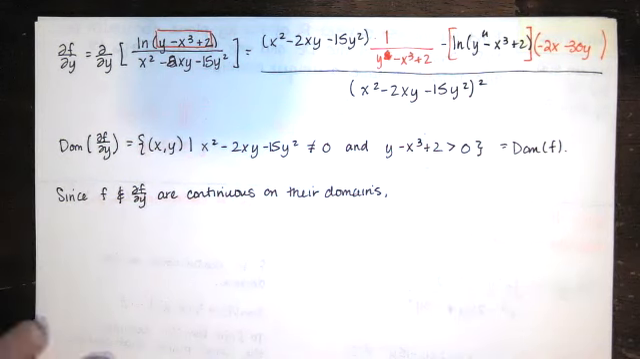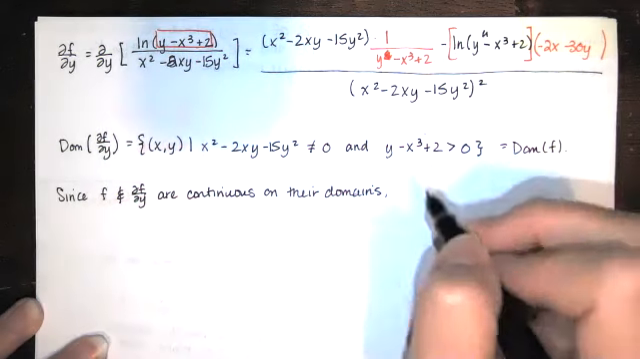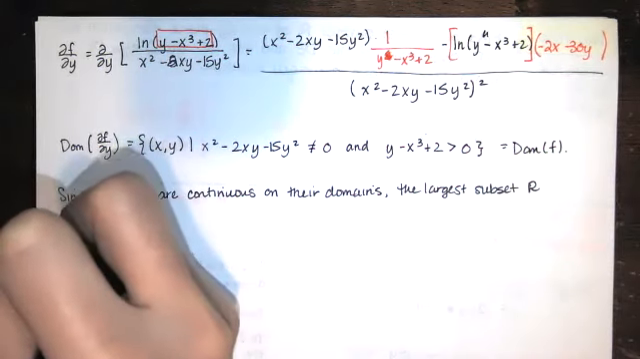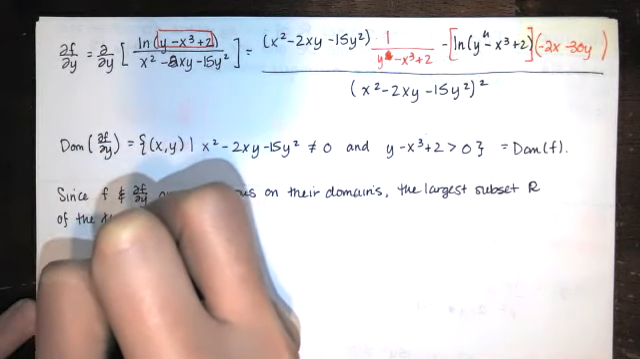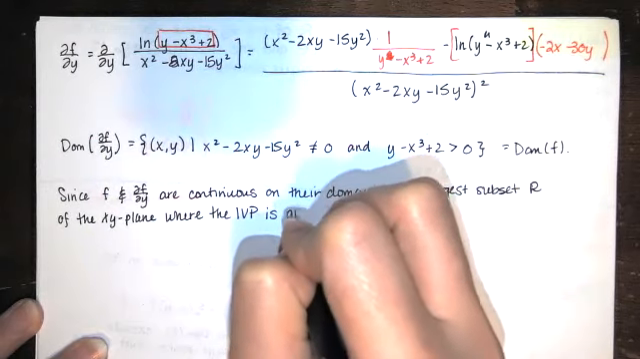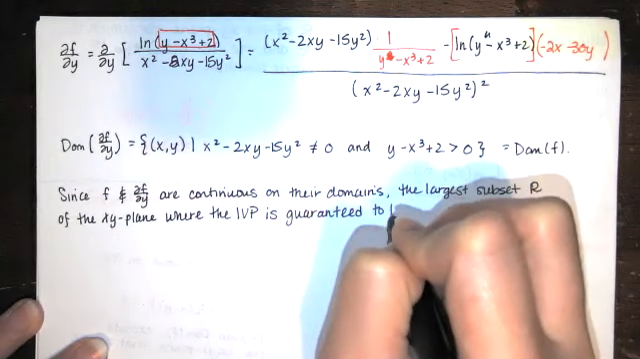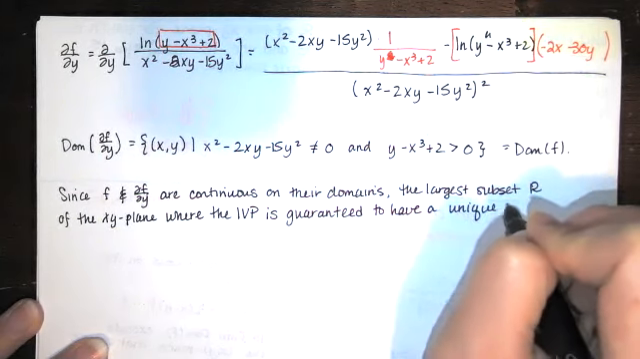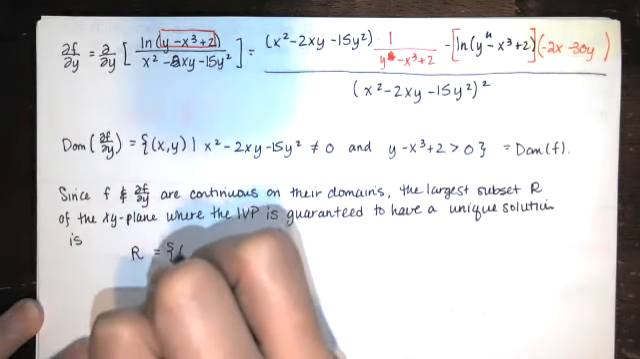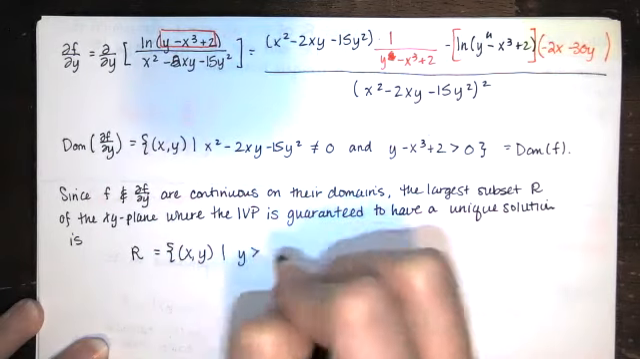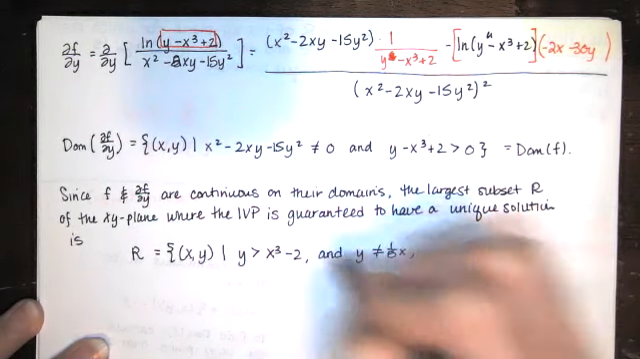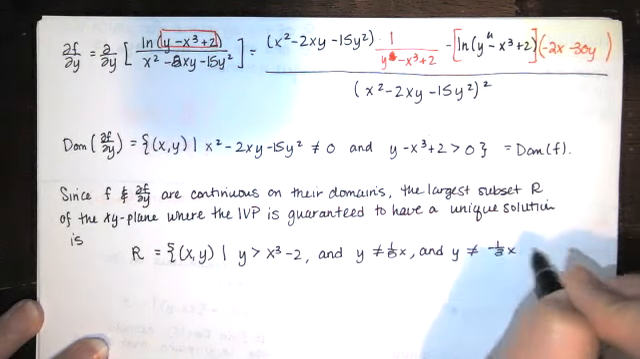Since both of those are continuous on their domain, the largest subset of the xy plane where the IVP is guaranteed to have a unique solution is this set. And we simplified that earlier. It's a set of all xy such that y is strictly greater than x cubed minus 2, and y is not equal to 1/5 x, and y is not equal to negative 1/3 x.